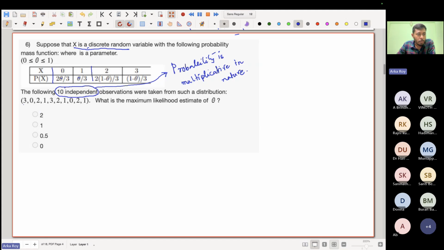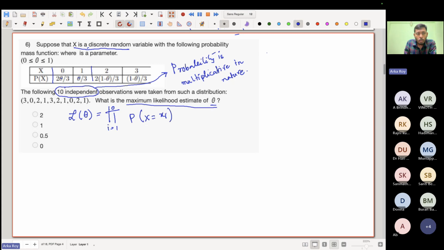Okay. And the x values they have given are 3, 0, and so on. Now, what is the maximum likelihood estimate of θ? First we have to construct the likelihood function L(θ). The parameter of this distribution is θ. Therefore, the likelihood function L(θ) would be the product from i equals 1 to 10, because we have 10 such cases, of P(x equals small xi).